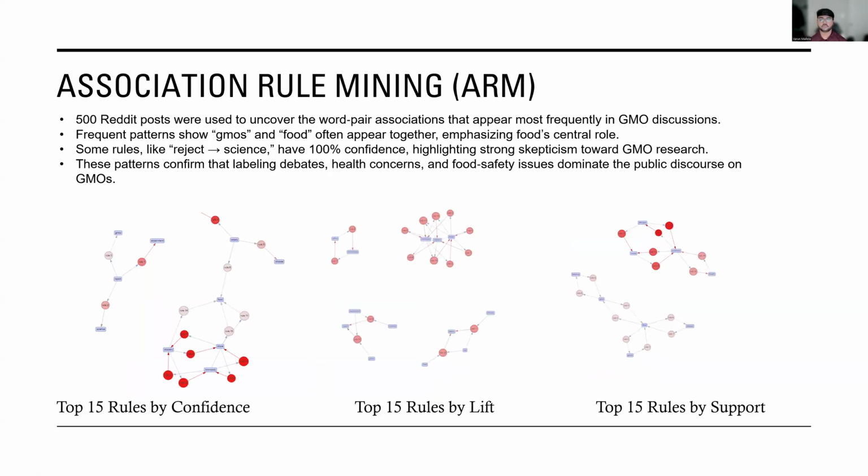Now moving on, another method which I used was association rule mining. For association rule mining, I particularly used only the 500 comments or posts to uncover various word pair associations that appear most frequently in GMO discussions. You can see over here there are three different network plots of the rules which were sorted by confidence, lift, and support. The frequent patterns show that GMOs were mostly associated with food terms. This emphasizes food's central role in the debates taking place around GMOs. And some rules like reject science had 100% confidence, which highlights the strong skepticism towards GMO research. These patterns confirm that labeling debates, health concerns, and food safety issues dominate the public discourse about GMOs.